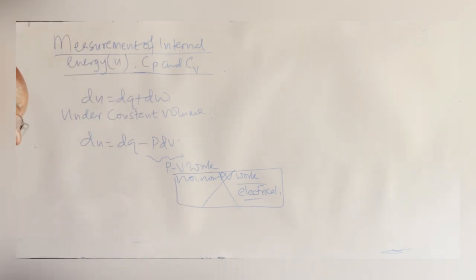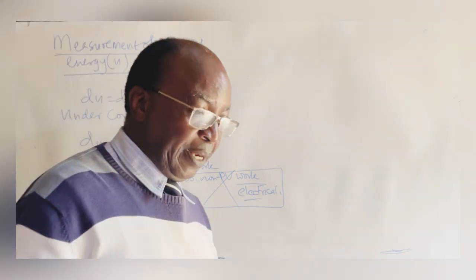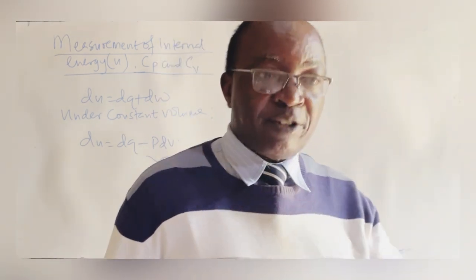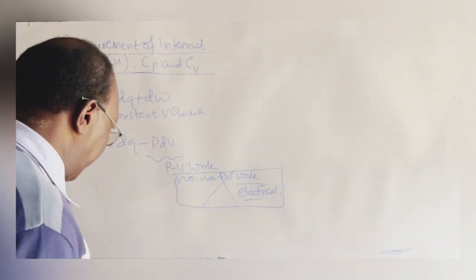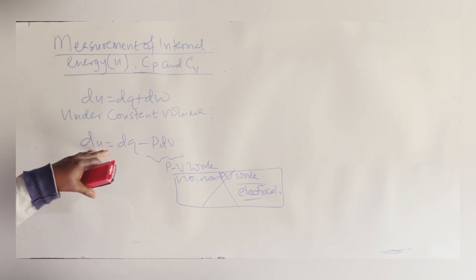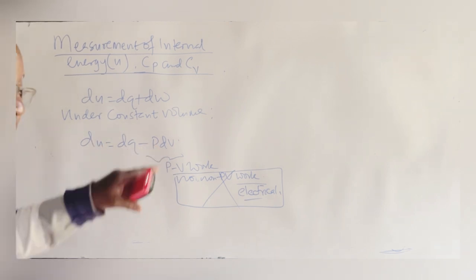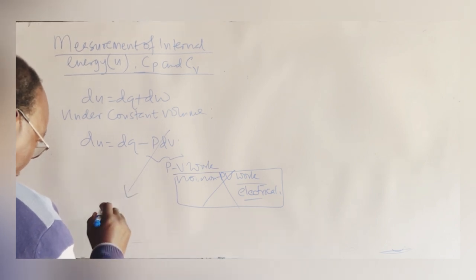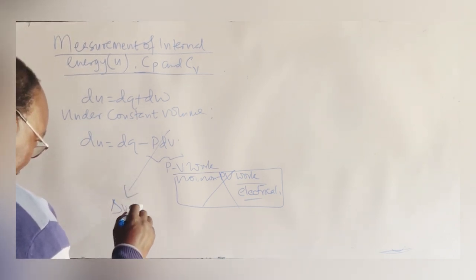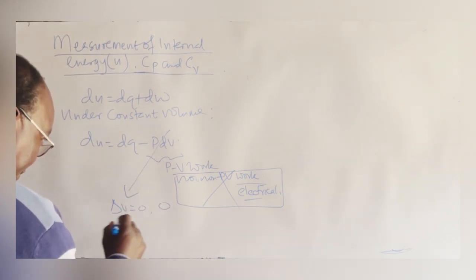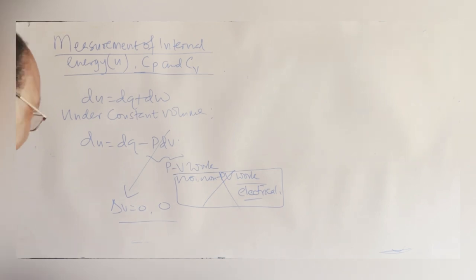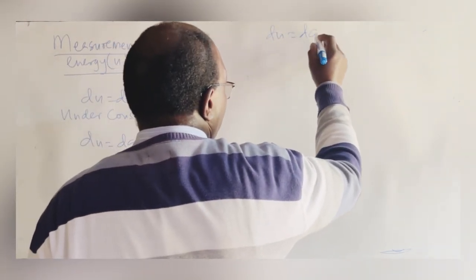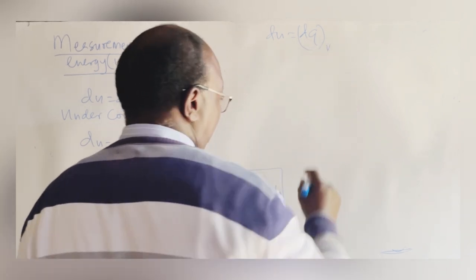Like I said, when you go to the flow calorimeter measurement, empirical determination of enthalpy, you'll see that electrical energy now is important. So we are saying that dU is equal to dq minus PdV. If the volume is constant, that is delta V is equal to 0, therefore this quantity will be 0. So that dU is equal to dq under constant volume.